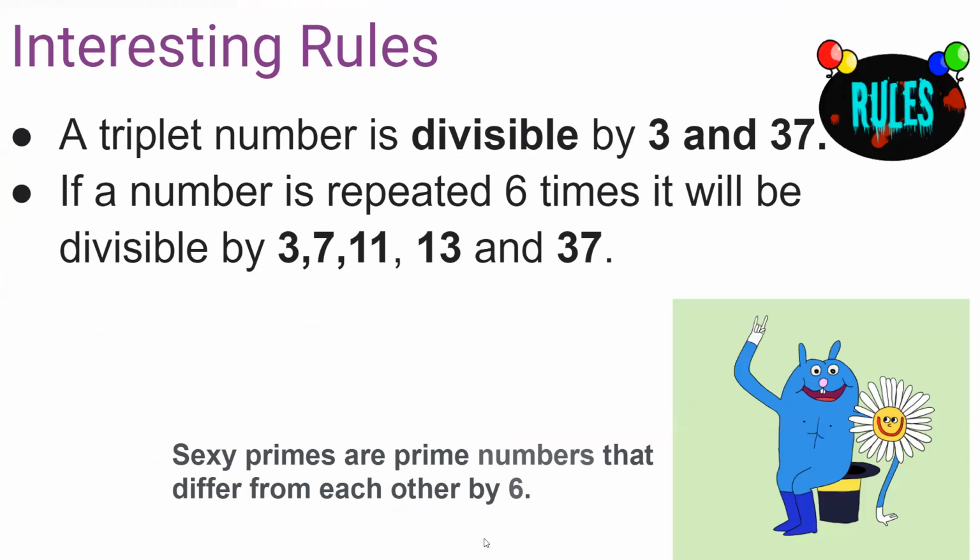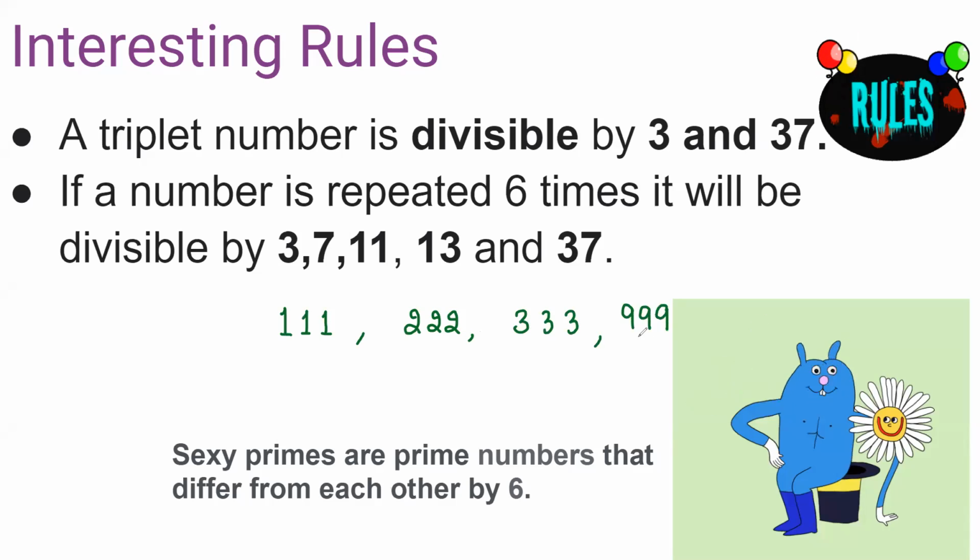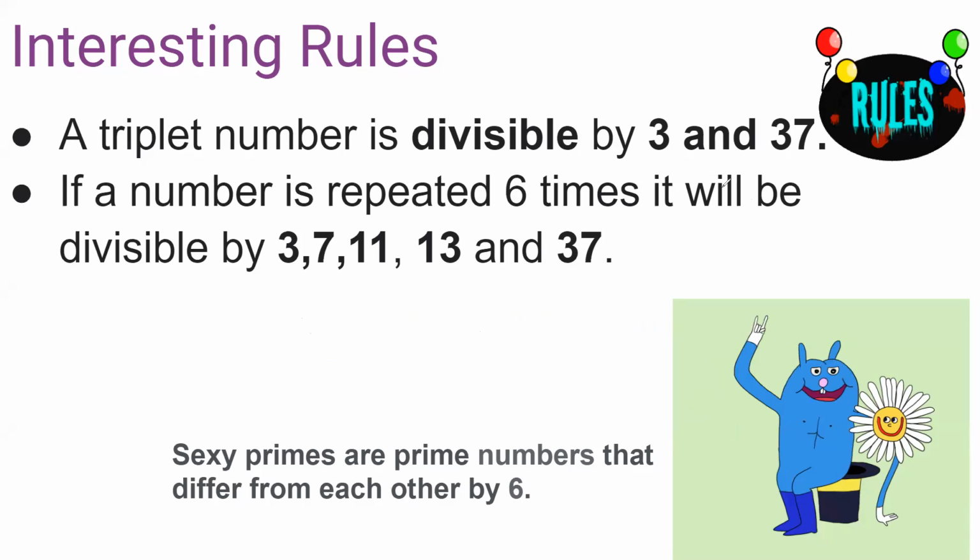If there is a number which is a triplet, what do you call a triplet? A triplet is a number like 111. Three numbers repeated are called triplets, like 222, like 333. Any number which is repeated 3 times is called a triplet. If you have a triplet, then it must be divisible by 3 and 37. So a number which is a triplet will always be divisible by 3 and 37. You don't have to divide; just learn this rule, understand it, and then you can apply this in exams. It is the most common question in most of the Olympiads.